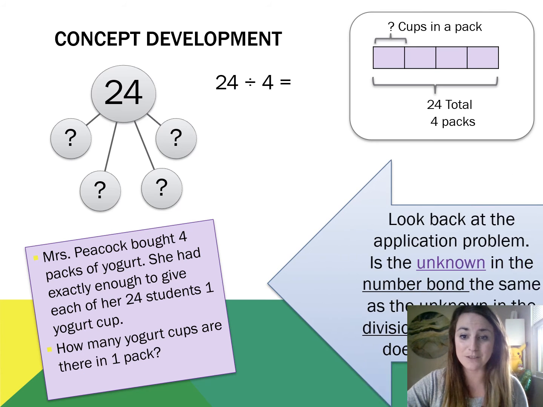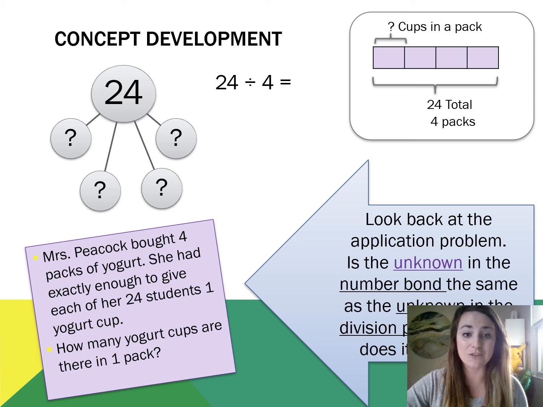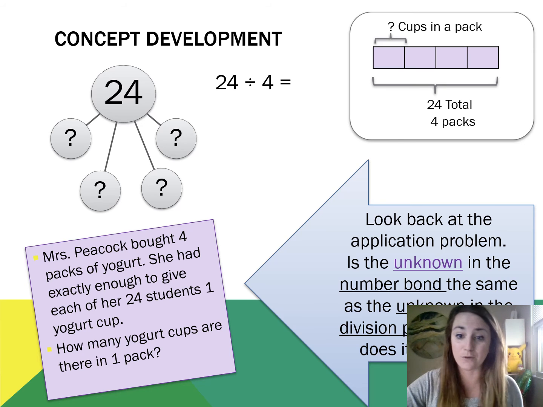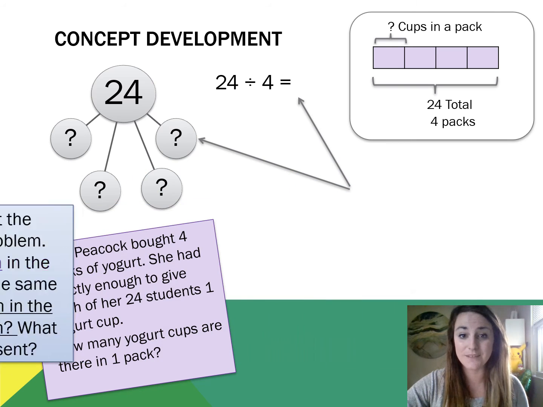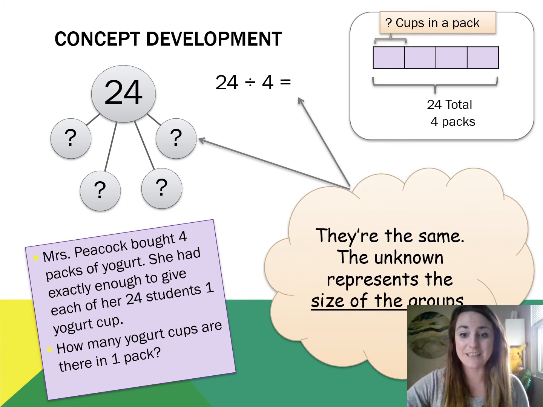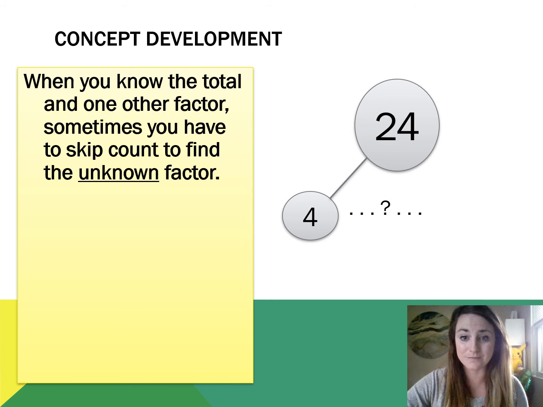It shows 24 divided by 4 because it shows 24 divided into 4 groups. It shows that we didn't know how many were in each of those packs by having a question mark in the circles of the 4 groups. Is the unknown in the number bond the same as the unknown in the division sentence? It is. This unknown in both represents the size of the groups.